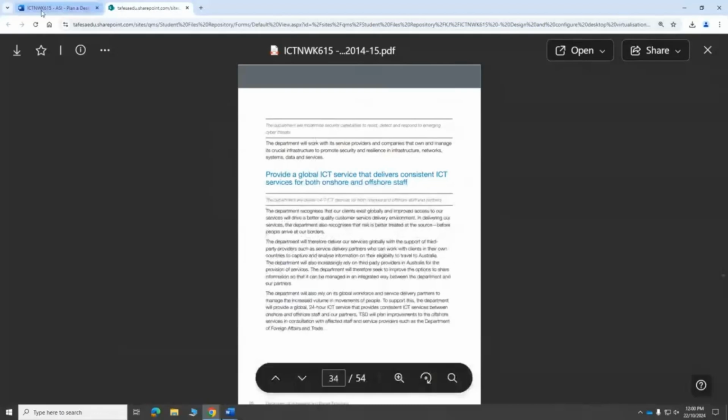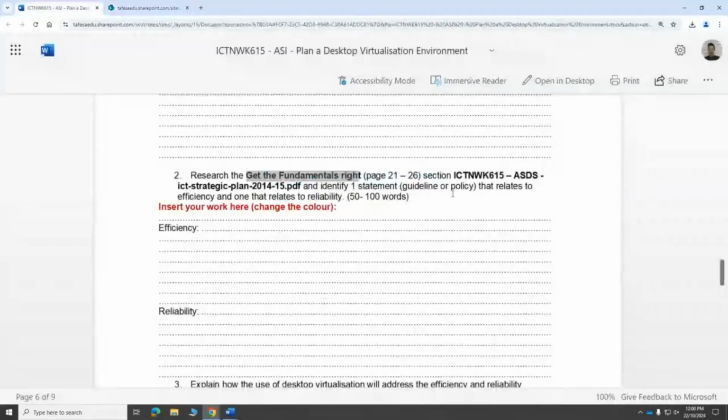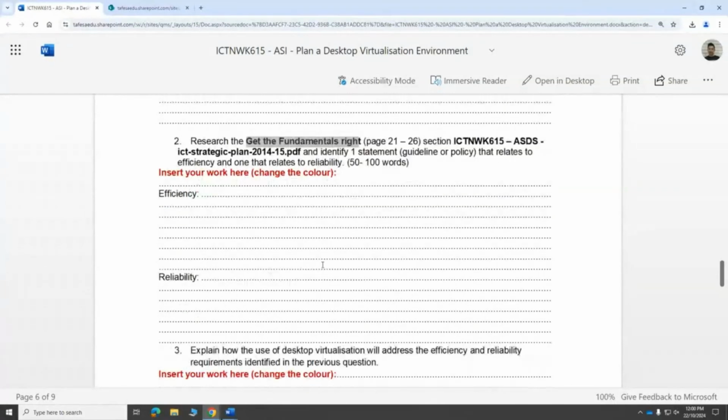So that's what it's saying. Have a read of that and identify one statement, just one statement that is related to efficiency, and one statement that's related to reliability, and put it in your own words and explain it. Okay, so research that and identify one statement that relates to efficiency and one that relates to reliability, and explain what it means. Okay, so it should be relatively straightforward.